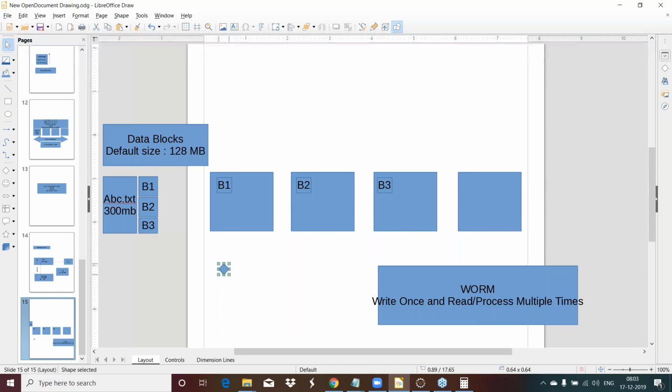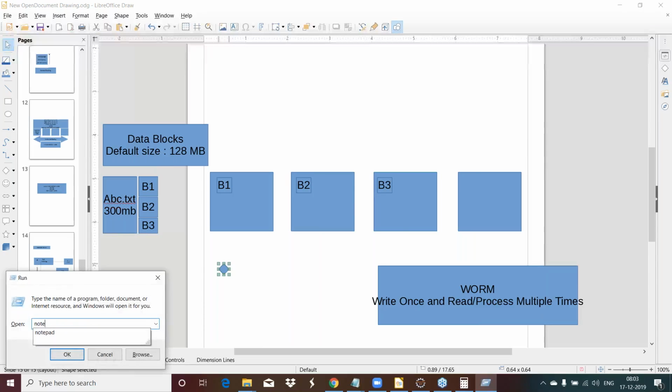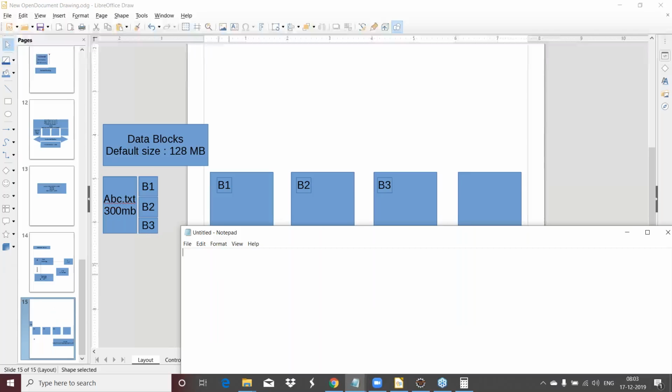if I open a notepad file here, and if I store that 100 lines of query into this particular file, can you please tell me what will be the size of this file?